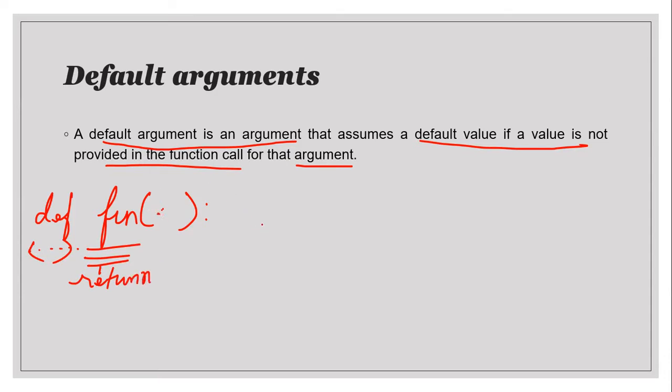So default argument means that we are passing a default value here. Suppose a is equal to 5; if the user is not passing the value, it will take a is equal to 5 as it is. If I provide 10, a will get updated to 10. So that is default argument. If the user is not providing the parameter, it will take whatever default argument has been provided in the parameter inside the parenthesis.